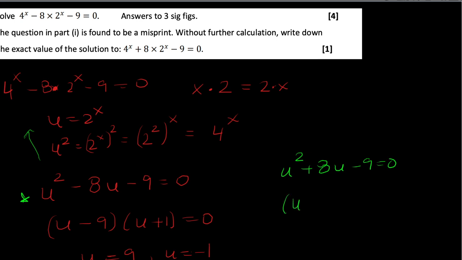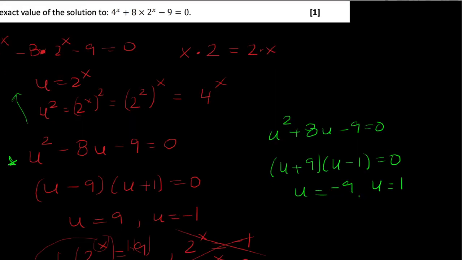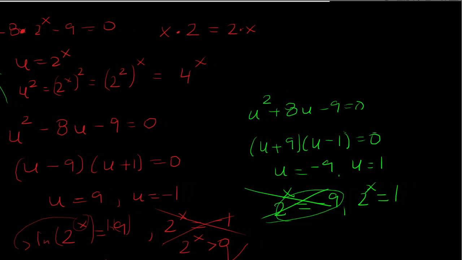And so I can factor this as (u + 9)(u - 1). And so u is negative 9 and 1. Okay, so u we said is 2^x. So it's 2^x = -9 and 2^x = 1. 2^x is never negative, so this doesn't make any sense. There's no solution for that.